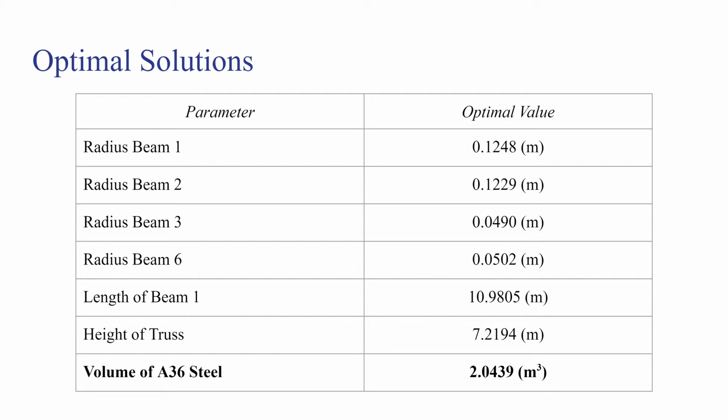The optimal values found to minimize the volume of the bridge while keeping it safe are as follows on the table shown. It is important to note that beams 2 and 5 will be the same at 0.1229 meters, and beams 3 and 4 will be the same at 0.049 meters, in addition to beams 6 and 7 having the same radius of 0.0502 meters. The volume of A36 steel, that is the optimal value, is 2.0439 meters squared. These values make sense in the real world and show that the problem was well defined.